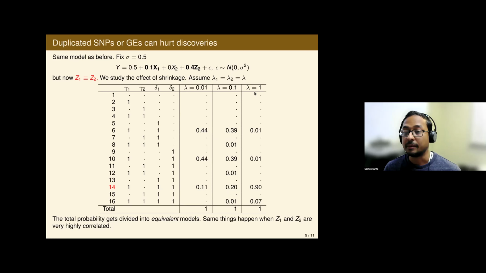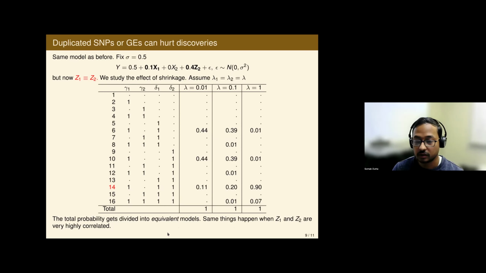Finally, when we increase lambda to 1, use higher shrinkage, we see that most of the posterior mass now concentrates on this particular model number 14, which thinks that the first SNP is important and both the genes are important. Okay. So in general, if you use small lambda, then the total probability gets divided into equivalent models. And the same thing happens when Z1, Z2 are very highly correlated. In this particular example, the two gene expressions are exactly the same. But in practice, they could be highly correlated and the same story would hold.